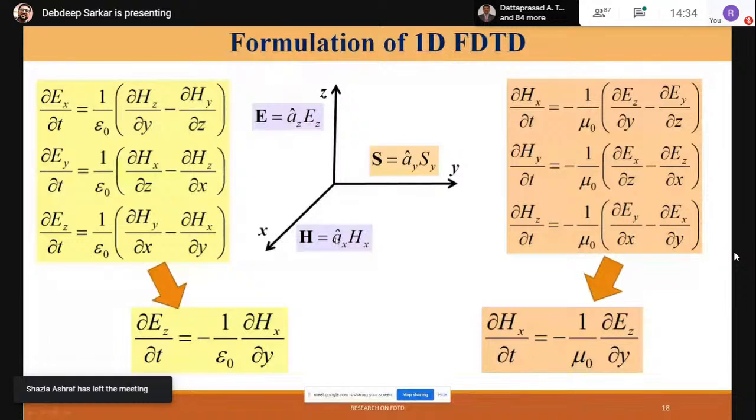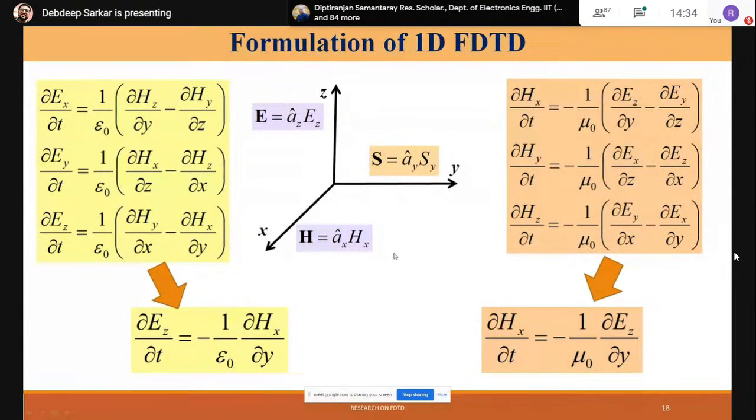So when we have this constraint, you can simply plug in that Ex equals 0, Ey equals 0, and similarly Hy equals 0 and Hz equals 0, and you will get these two very nice simple coupled equations. So you have that del Ez del t is minus 1 over epsilon naught del Hx del y, and similarly del Hx del t is minus 1 over mu naught del Ez del y.